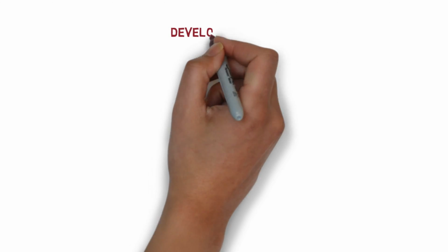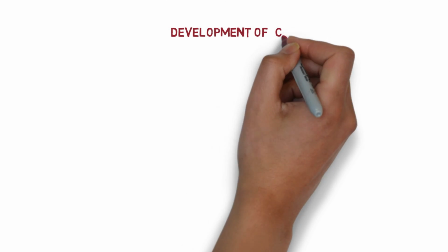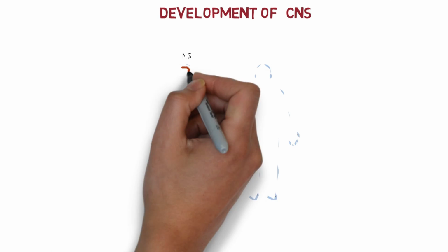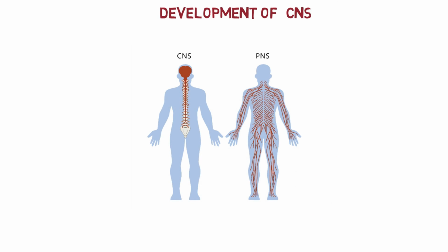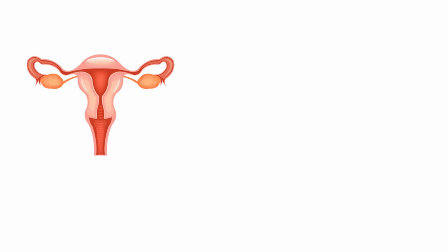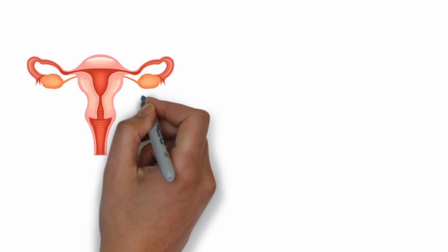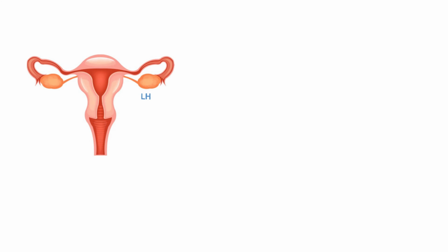Today, we are going to discuss the formation of the central nervous system. We have two different types of nervous system, that is the central nervous system and the peripheral nervous system. So, we are going to start from the very beginning. That is, there is an LH surge and that's why there is a release of ovum into the fallopian tube.